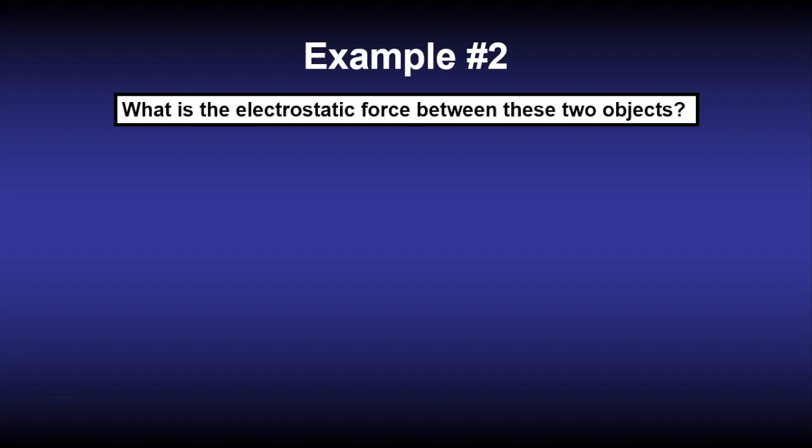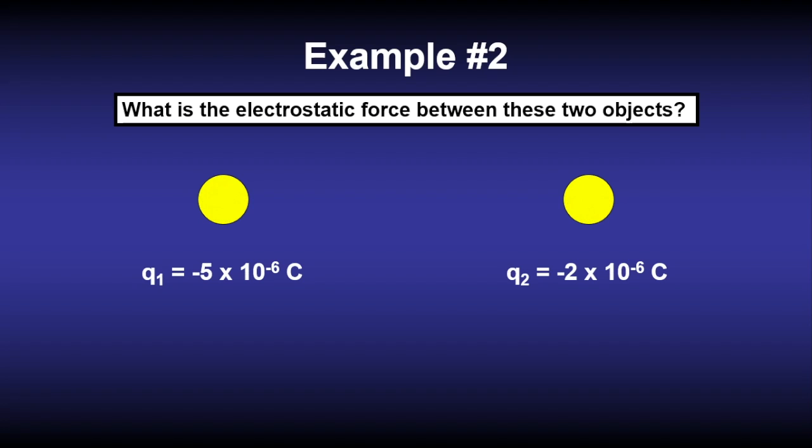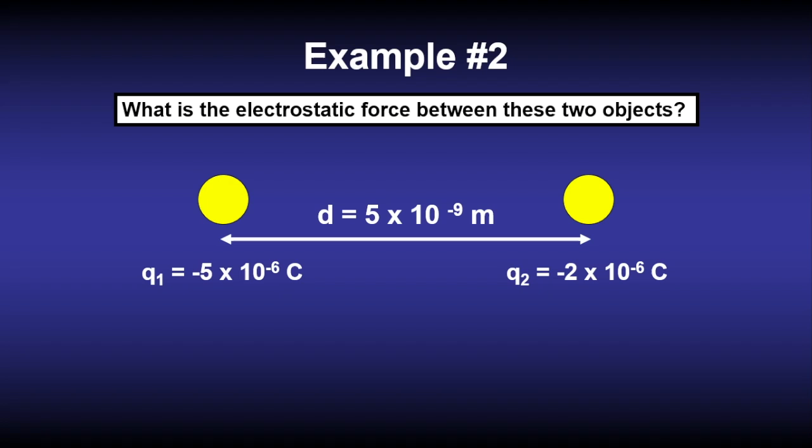Let's take a look at another example here. This one says, what is the electrostatic force between these two objects? This time we have two negatively charged objects. Object 1 has a charge of negative 5 times 10 to the negative 6 coulombs, and object 2 has a charge of negative 2 times 10 to the negative 6 coulombs. The distance between these is 5 times 10 to the negative 9th meters. Again, both of these are negative, so I should be expecting a repulsion. I would expect these two charges to repel each other.